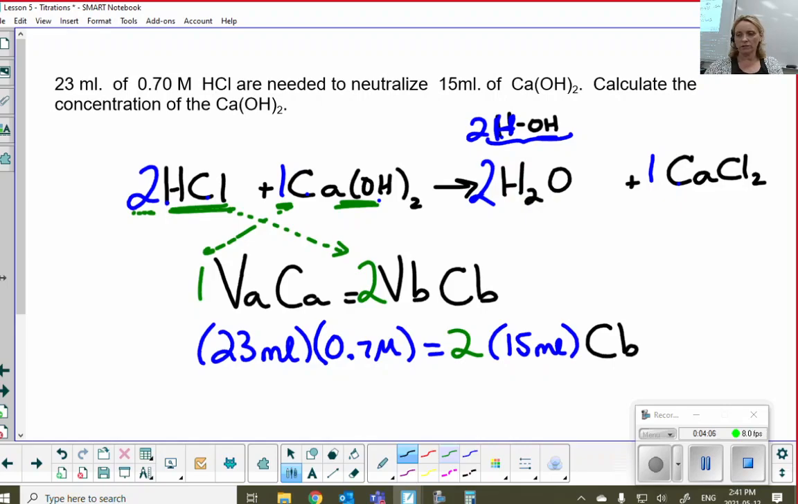So now I want to solve for CB. I can see that right now the concentration of the base is being multiplied by both 2 and 15. So to get CB by itself, I'm going to have to divide that side of the equation by both 2 and 15.